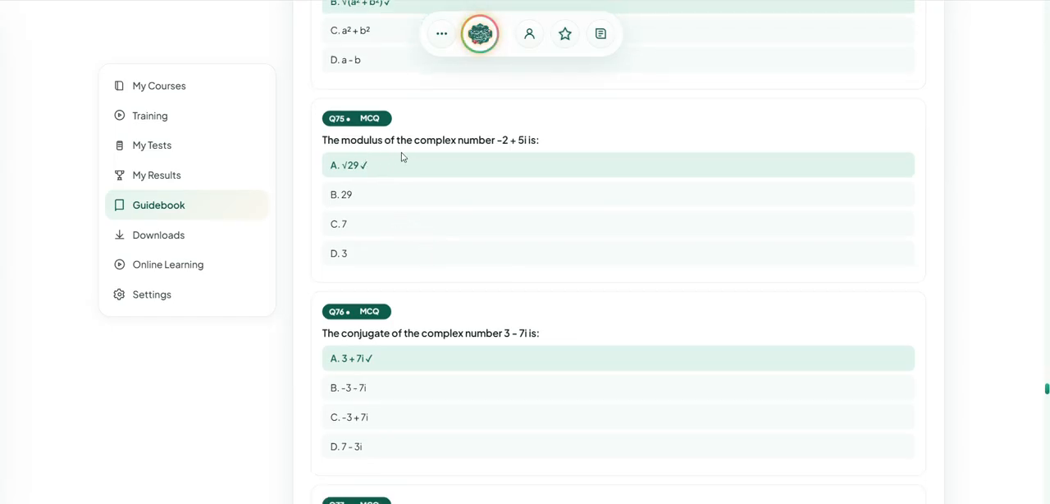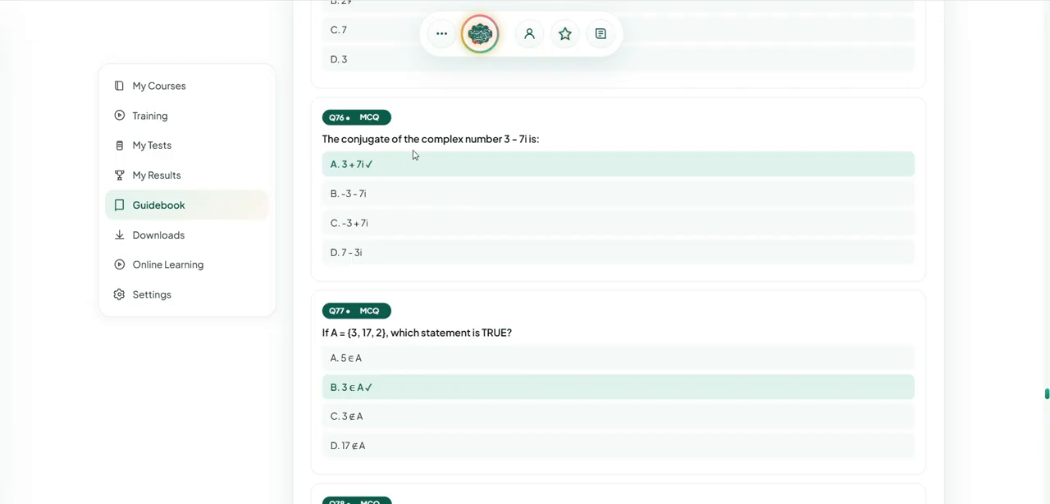The modulus of the complex number -2 + 5i is the square root of 29.